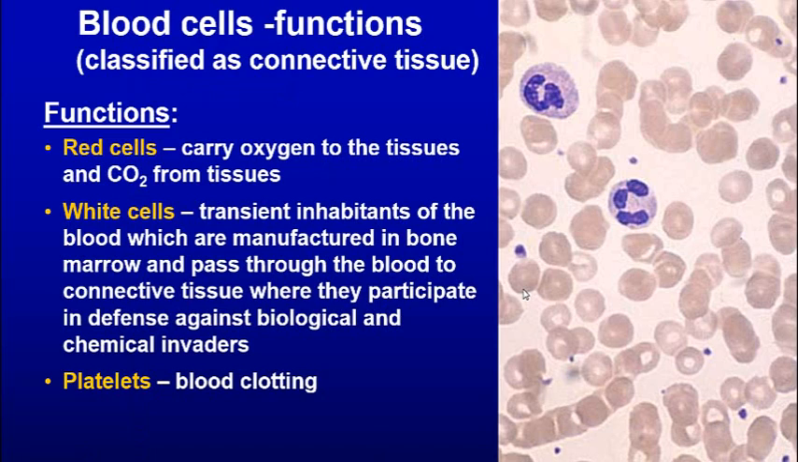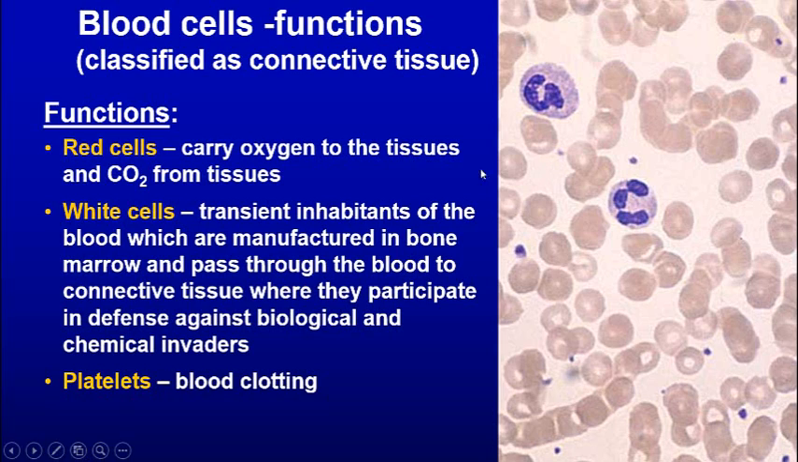Another connective tissue is blood cells. And the function of blood cells is to carry oxygen or carry CO2. And the white blood cells are transient inhabitants of blood. They're produced in the bone marrow, and they're defenders, a part of the immune system.